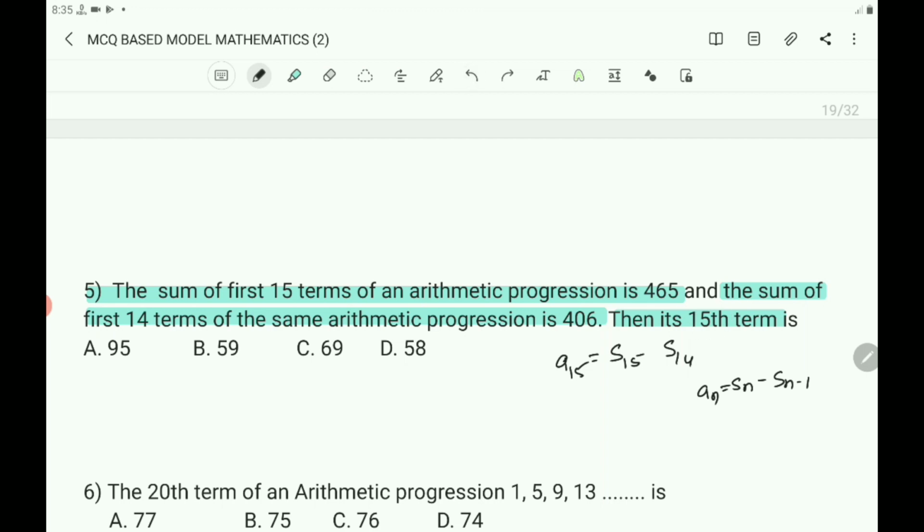So directly you can get S15 minus S14, that is 465 minus 406. So what is that? 465 minus 406, you will get 9 and here 5 is there, 59. So then what is the answer here? The answer is 59.